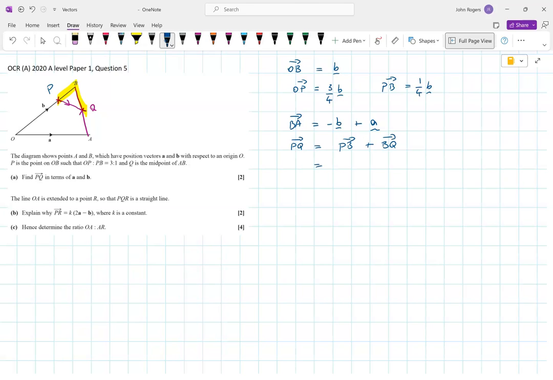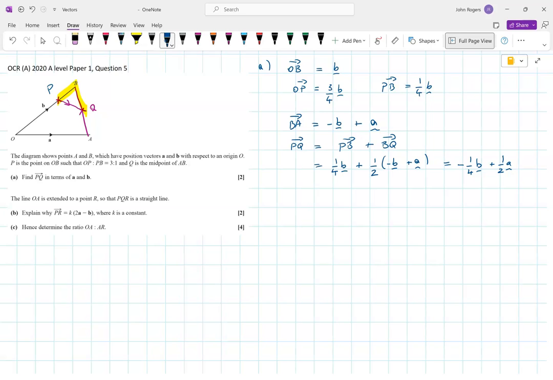Now PB we've got up ahead. That's just equal to 1/4 B. And BQ is equal to half of the above vector, half of BA. So that's half of minus B plus A. And we can just add those up and simplify. So that's going to give us minus 1/4 B plus 1/2 A. Okay, so that's the first part done.